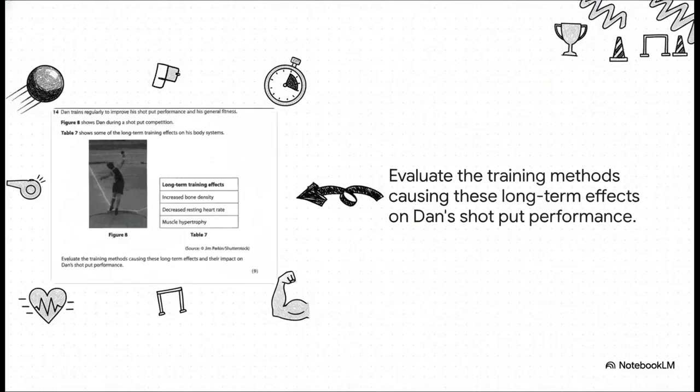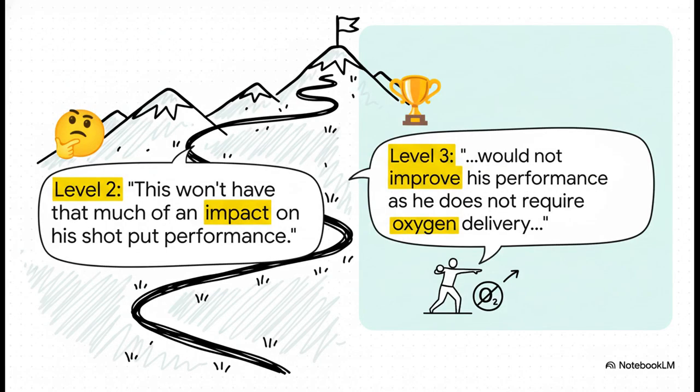We've got Dan, a shot putter. The question gives us some long-term effects of his training, like a lower resting heart rate, and asks us to evaluate the training methods that would cause these effects. Now check this out. On the left, a weaker response might say something like, "This won't have that much of an impact." It's not wrong, but it's a bit vague.